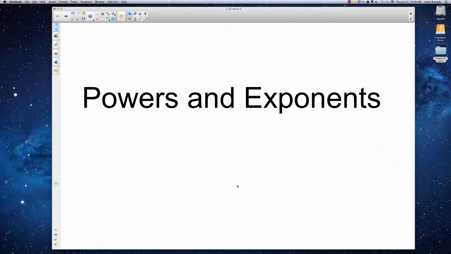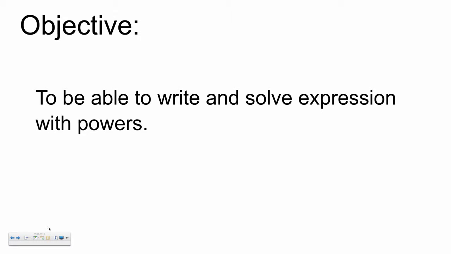As I just said, powers and exponents is what our lesson is going to be on today. So let's go ahead and take a look at what powers and exponents are. The objective of today's lesson, or our goal, is that at the end of this lesson I want you to be able to write and solve expressions that have powers.